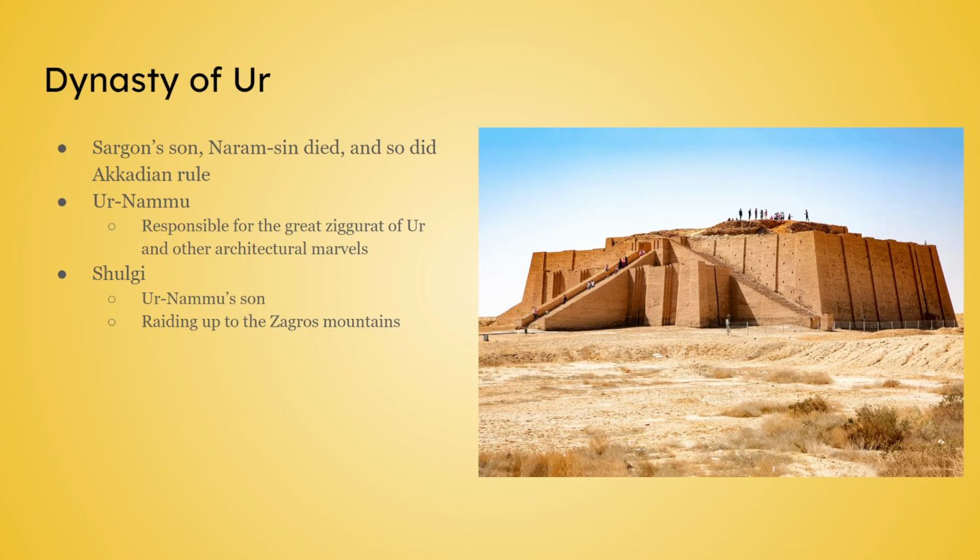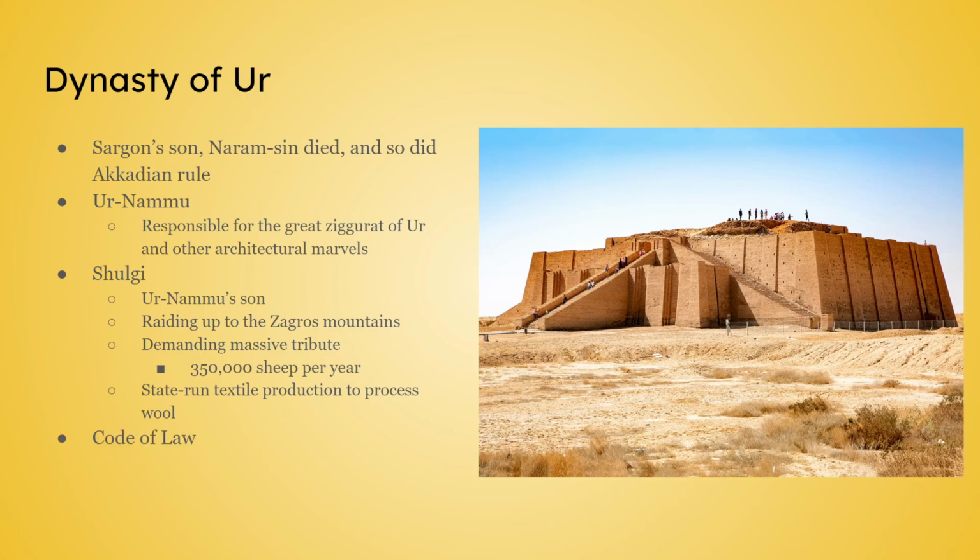created armies and military conquest, did better than his father did, raiding all the way up to the Zagros Mountains, and demanded massive tribute, like 350,000 sheep per year massive tribute. And he decided to create a state-run textile production to process the wool. Many slaves and laborers. He created a lot of jobs with this tribute, which, code of law.